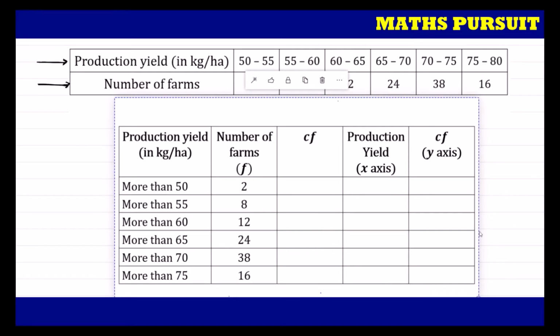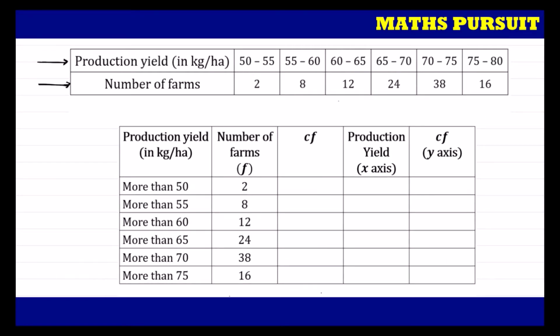So you will see that I have converted this distribution, the production yield distribution, to more than type. And how did I convert it? Let us see. You could see that the first class interval is 50 to 55. So in order to convert it to the more than type, we always focus on the lower class interval. As I told you earlier, if we are converting the distribution to a more than distribution, we always focus on the lower class interval.